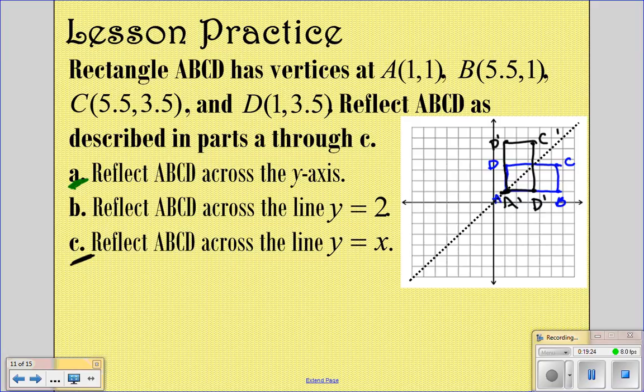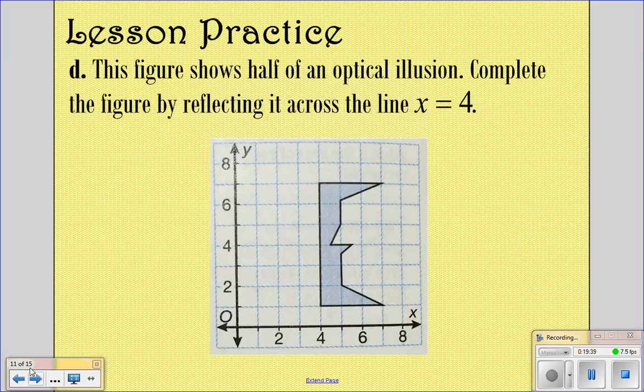And so if you want, you can take your paper and fold it across that line of reflection, and that will give you two images that are right on top of each other. And if they aren't, then you've done something wrong, okay? So now we're going to look at another practice problem.